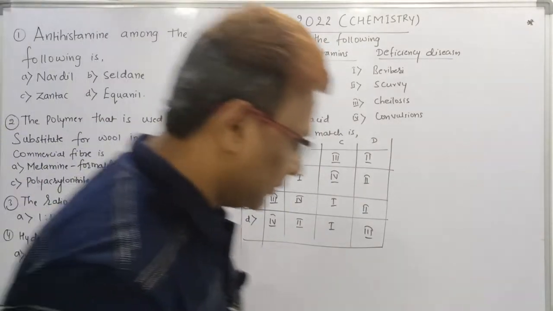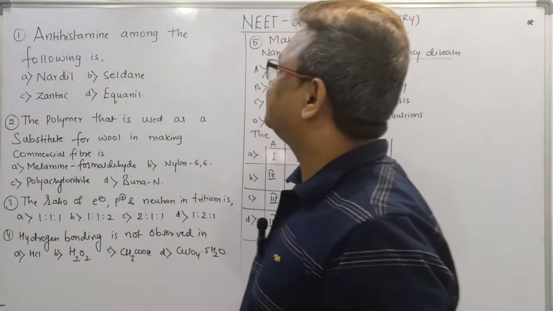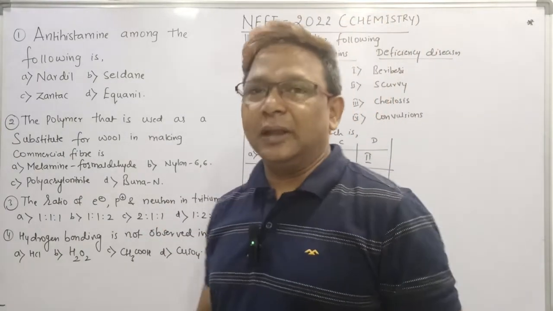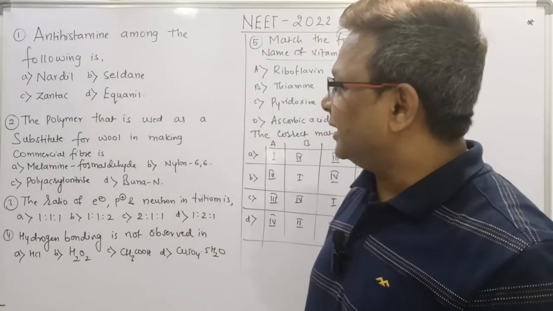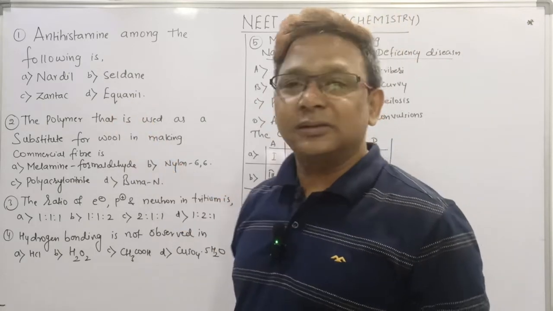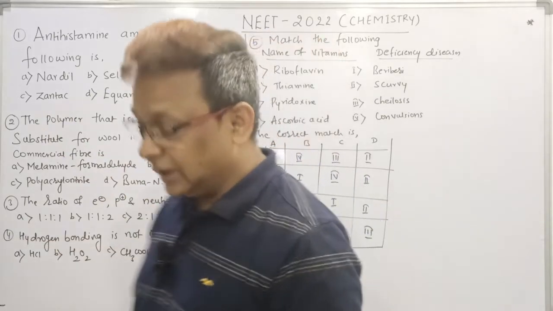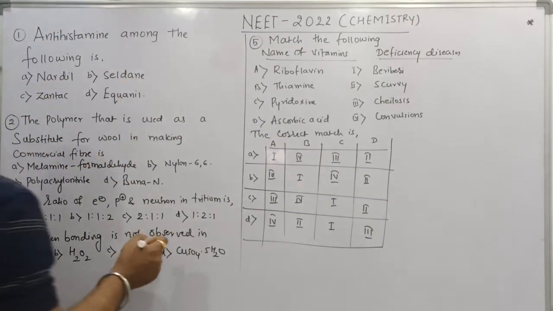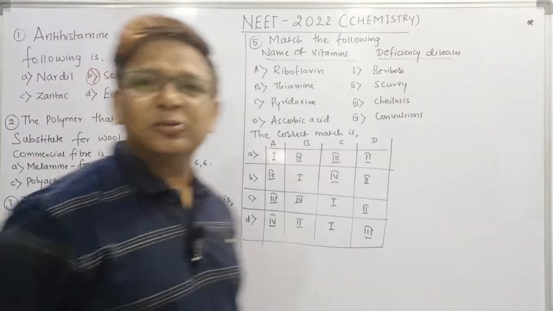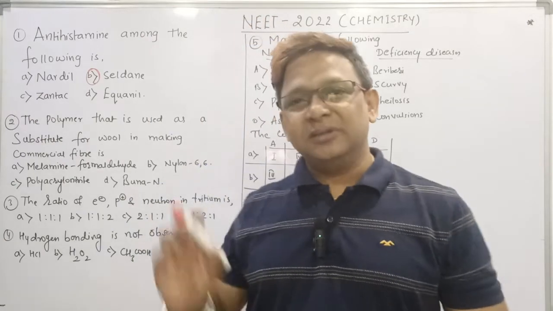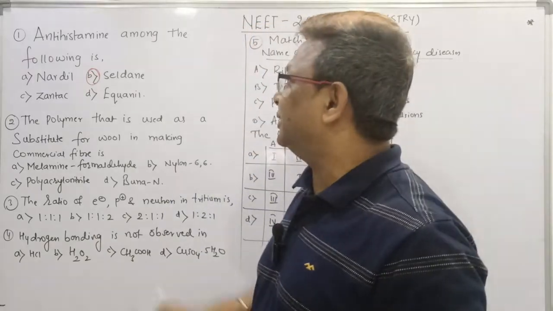This question number one is coming from chemistry in everyday life. Which antihistamine among the following is? Everybody knows that Equanil is a tranquilizer, Zantac is an antacid, Sildenafil is an antihistamine among the following. The answer should come as B. This is a direct question that came from the NCERT. Even this question they previously asked so many times. So I will ask you to better remember this one.